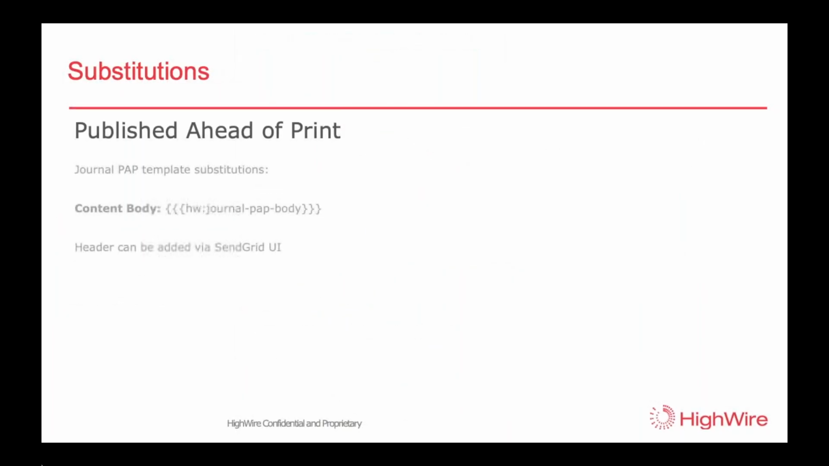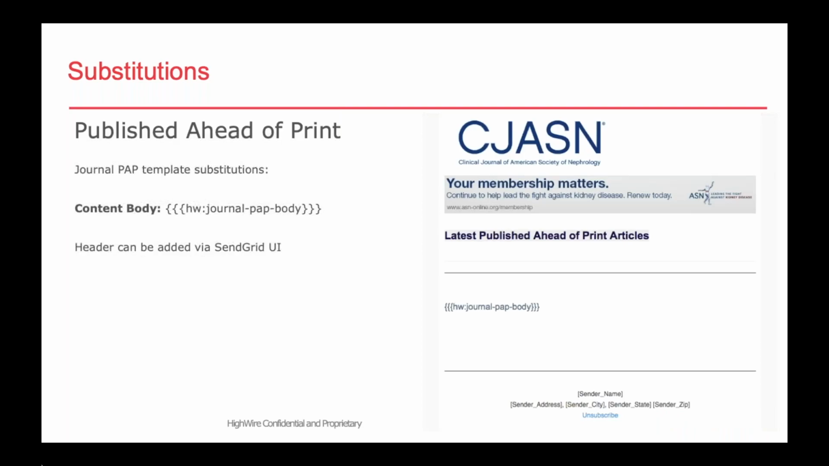For published ahead of print, or PAP alerts, we're planning to only include one substitution for the alert body, which will pull in all new published ahead of print content. Since there's no related journal issue, no cover image is required, and therefore no cover image substitution is required. And also, unlike the table of contents alert, a header substitution for the date, volume, and issue is not required for published ahead of print alerts.